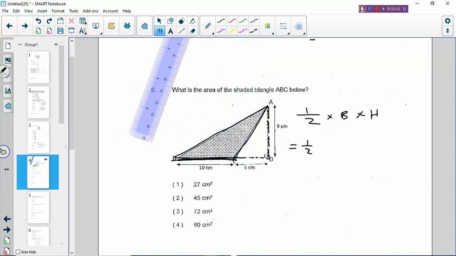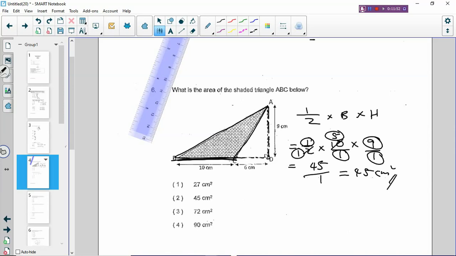So half times 10 times 9. Is there a shortcut? Yeah, you cancel, divide by 2, and then divide by 2. Then you have 1 times 5 times 9. So what is 5 times 9? Actually, I prefer to change it into a fraction so that it's easier. You change the whole number into a fraction, just over 1. Those numbers you never cancel, you multiply them. So you multiply the numerators, 1 times 5 times 9, which gives you 45, then 1 times 1 times 1. So the area of the triangle is 45 cm square.